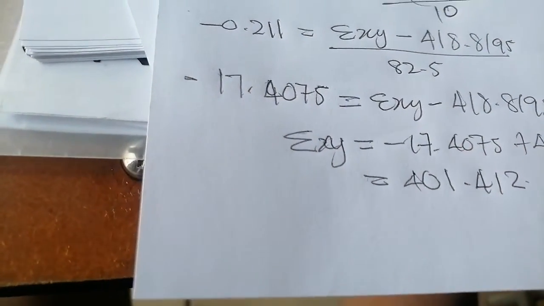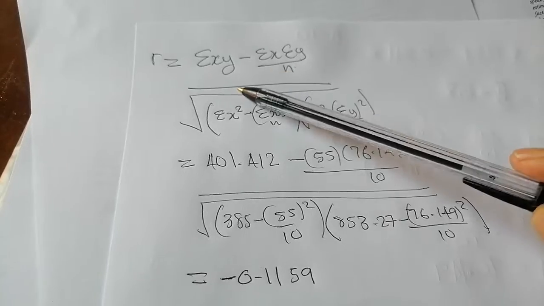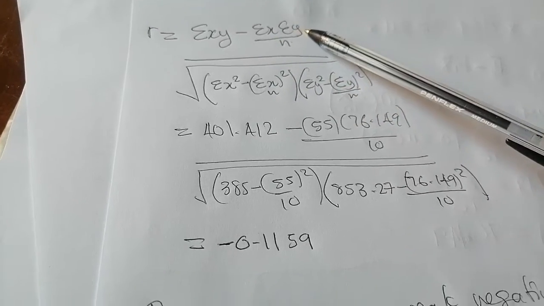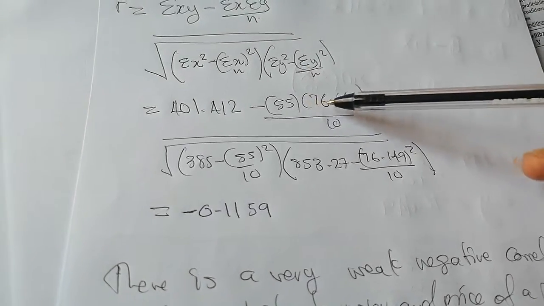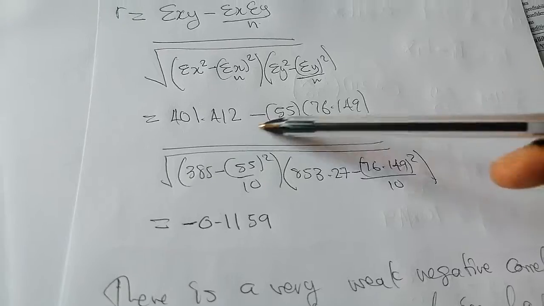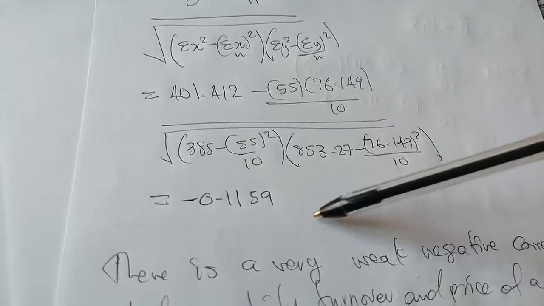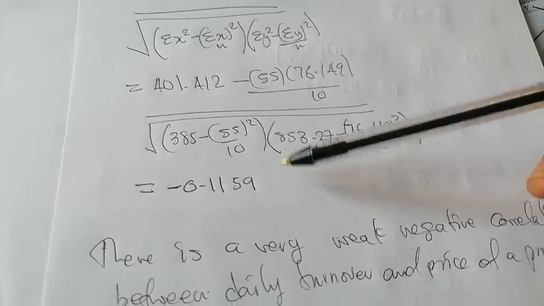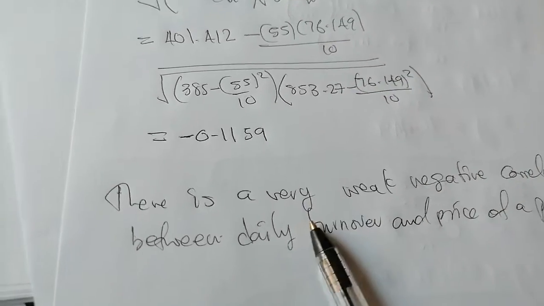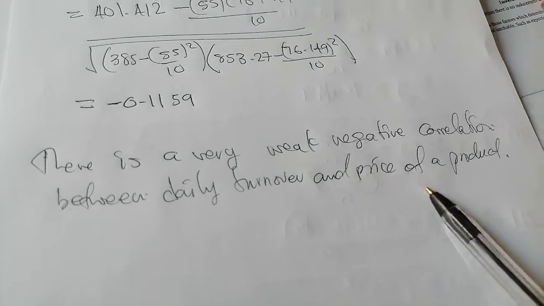Now, to find the correlation or your R, this is the formula. The sum of xy minus the sum of x times the sum of y over n. Then we are going to plug in the values that we already have. They are provided. So this is the square root. You can see. So you put your values, you solve, you get this. And this is negative 0.1159 rounded off. Okay, the interpretation of it now, there is a very weak negative correlation between daily turnover and price of a product.